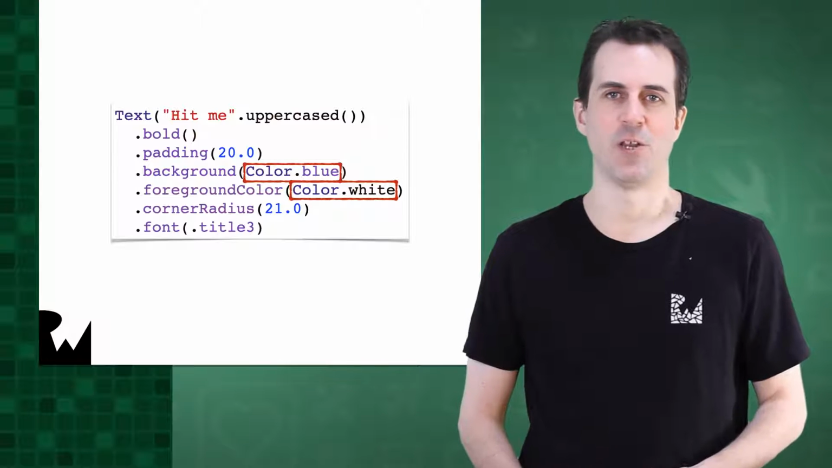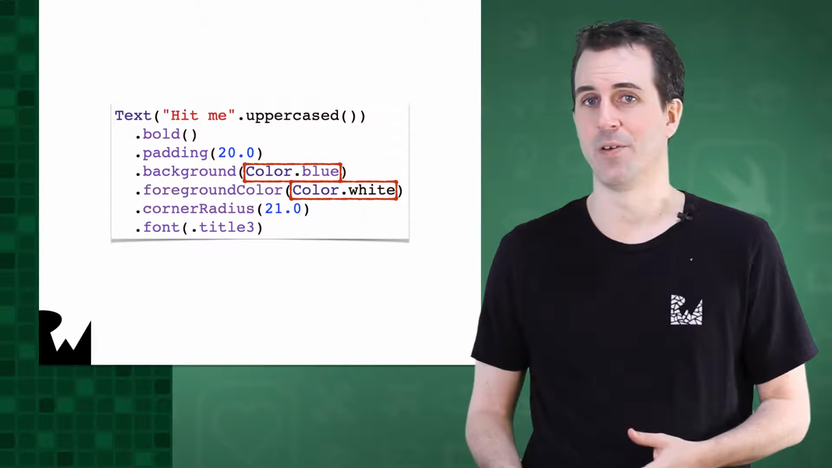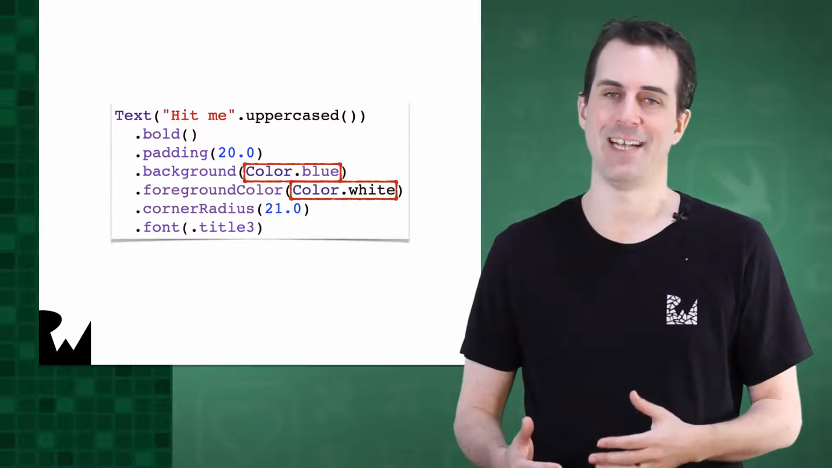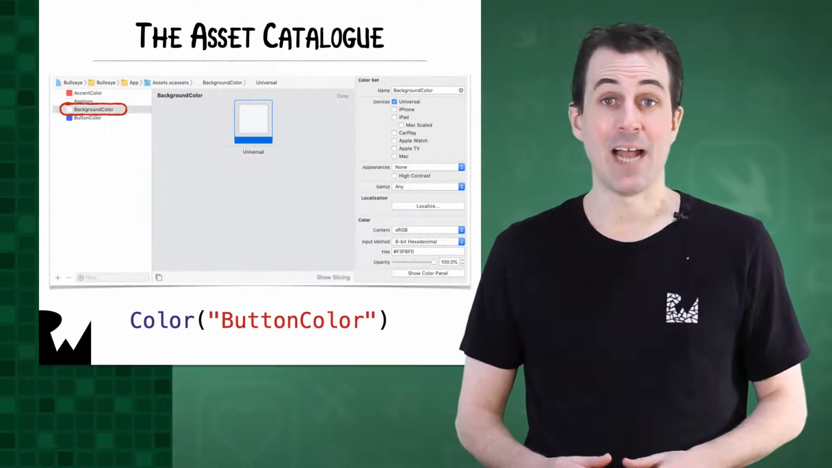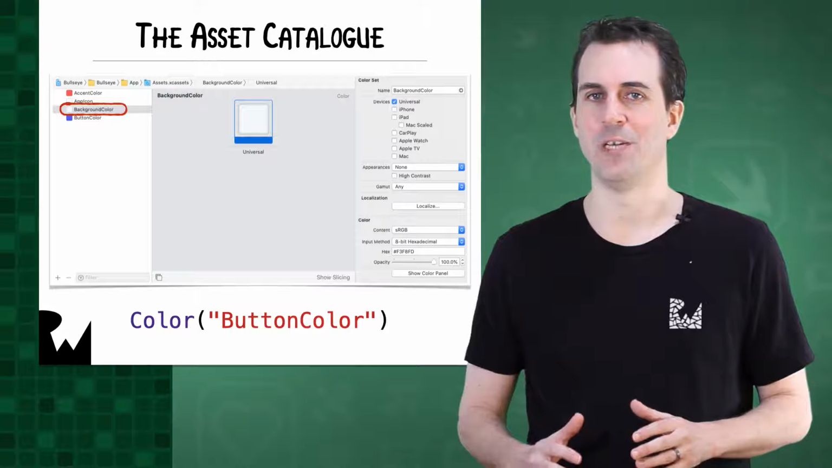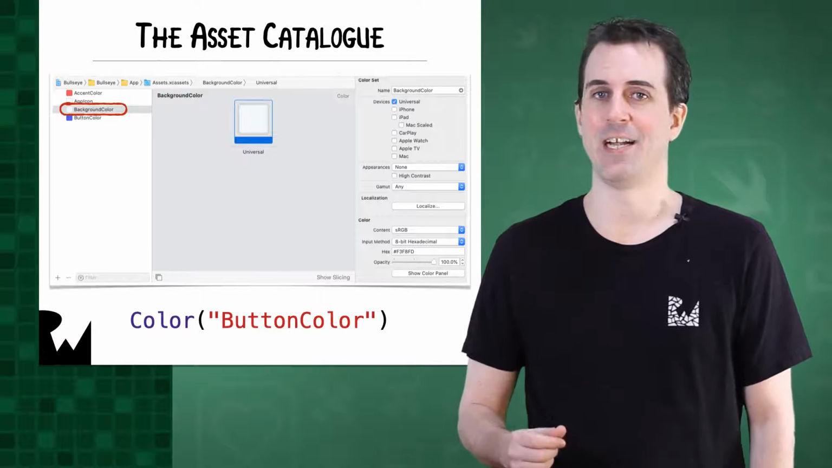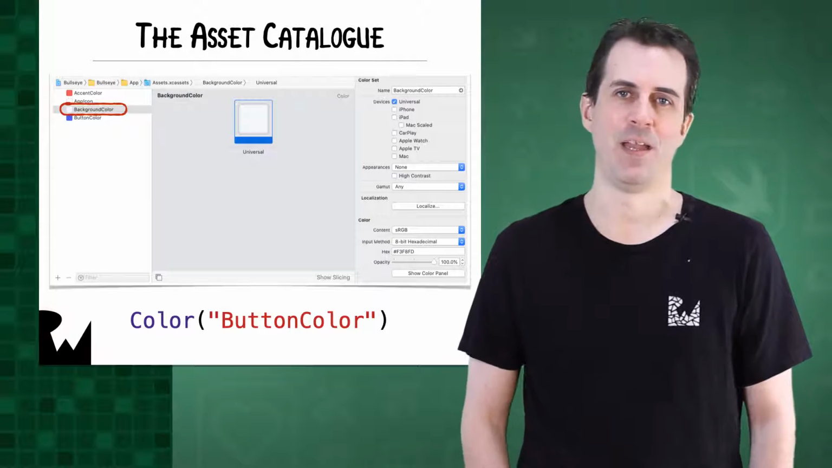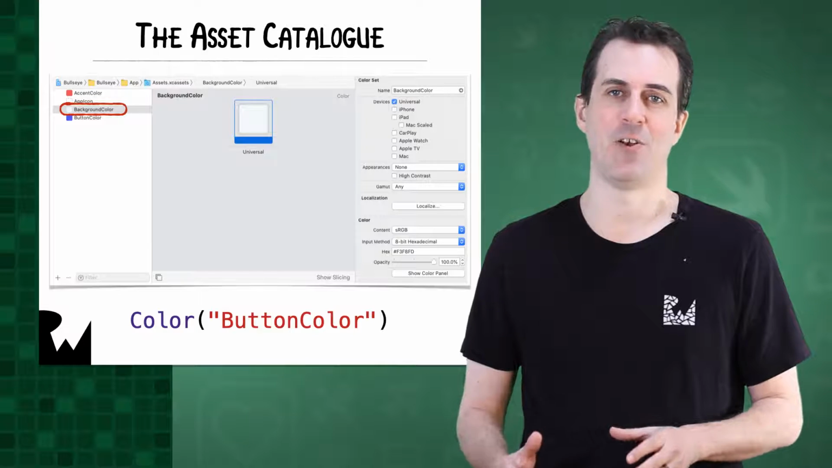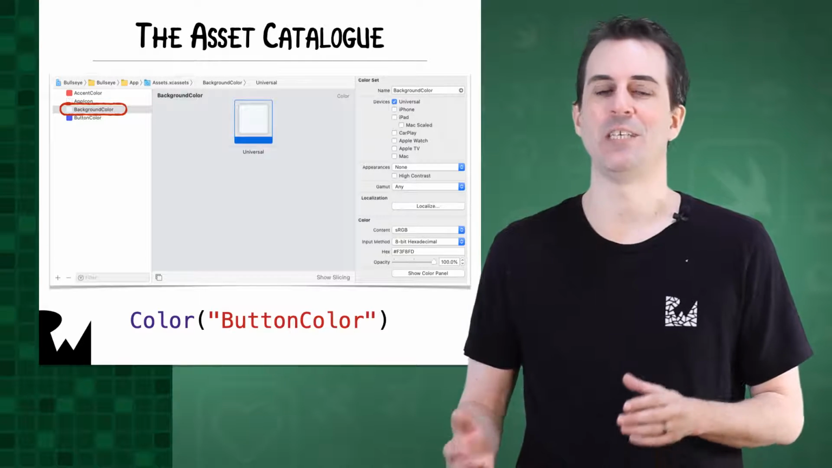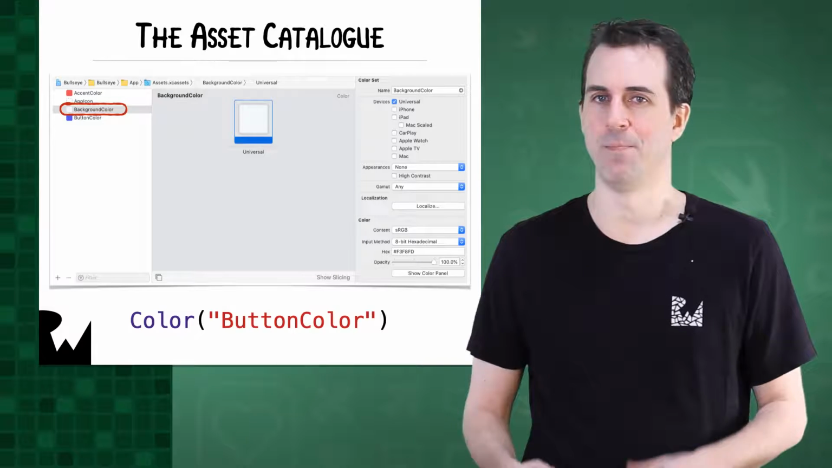We've seen the first way to create a custom color, create it in code. Now let's look at the second way to create a custom color, which is to use the asset catalog. The asset catalog is a special file that's included in your Xcode project that you can use to store the images, colors, and icons that you need for your app. Each time you add something to your asset catalog, you give it a name, like you see circled in red here, and then in your code it's easy to refer to that item by its name.